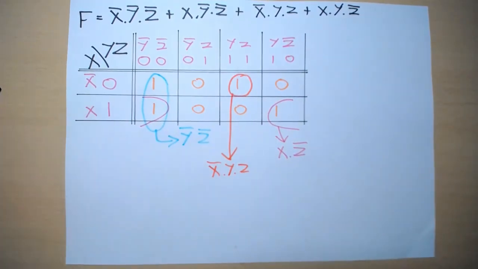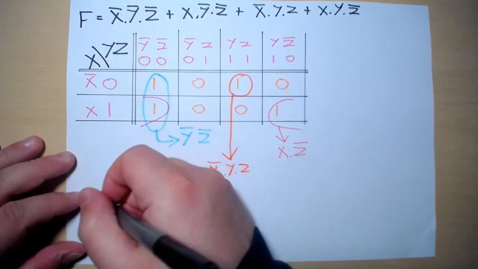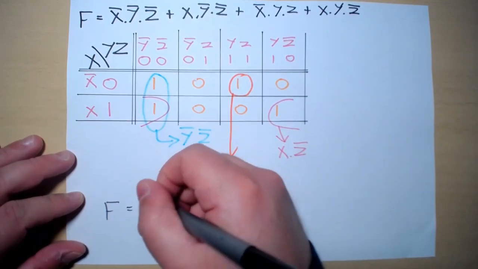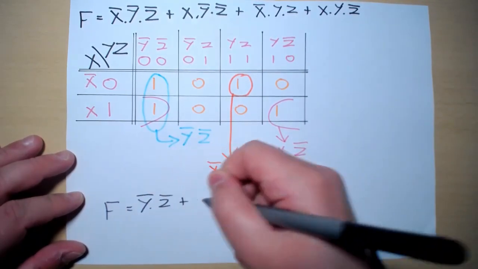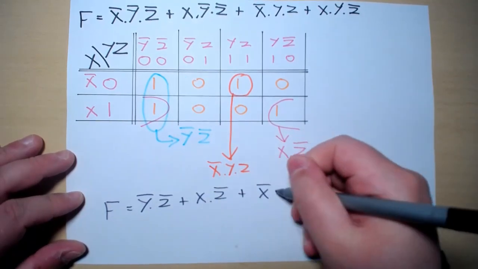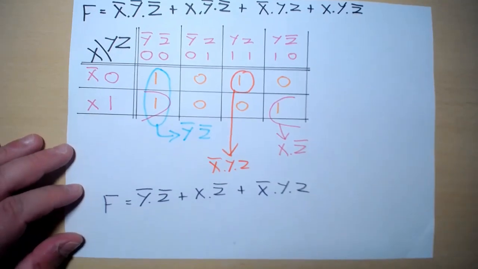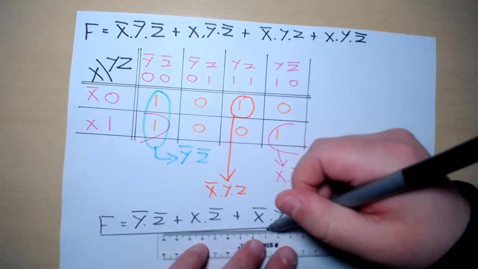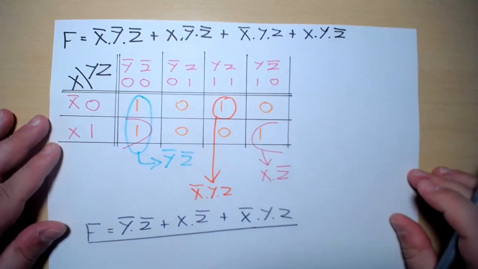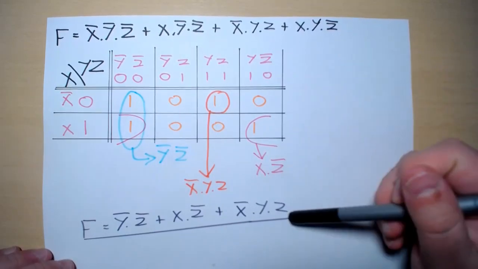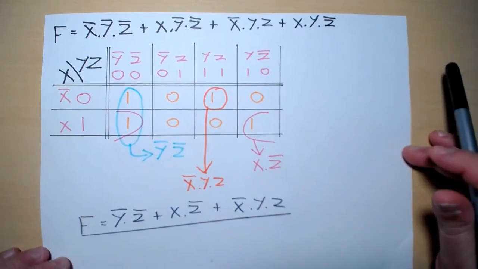Therefore, the final answer is going to be F equals Y not and Z not, or X and Z not, or X not and Y and Z. So that is the minimized version of this Boolean expression.